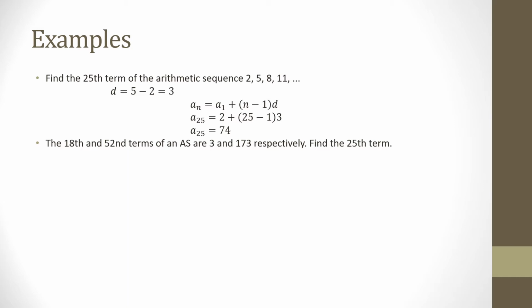The 18th and 52nd term of an arithmetic sequence are 3 and 173 respectively. Find the 25th term. Okay? So, binigyan tayo ng dalawang terms, kaso they are the 18th term and the 52nd term. So, hindi siya yung first term, hindi siya yung second term. The terms are given at random.